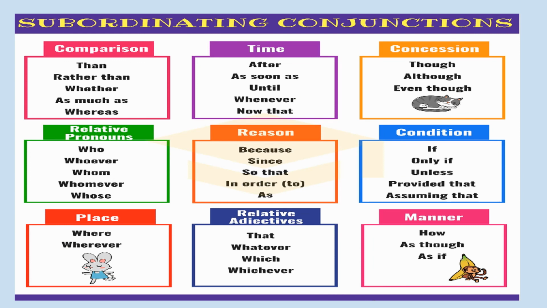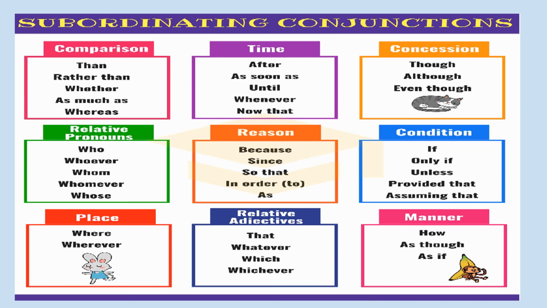Subordinating conjunctions join two sentences where one sentence is independent and the other is dependent on the previous one or the other one. So let's see the types of subordinating conjunctions. These can be categorized under the following headings: comparison, time, concession, relative pronoun, reason, condition, place, relative adjectives, and manner.